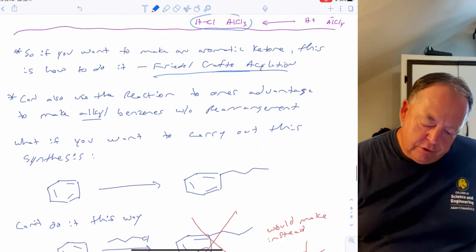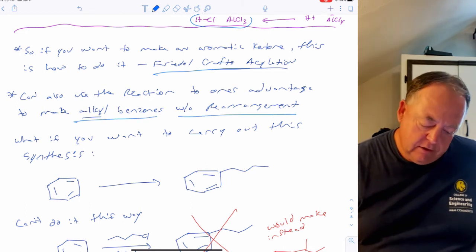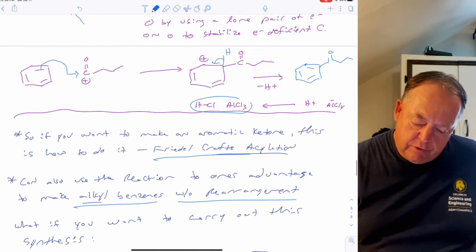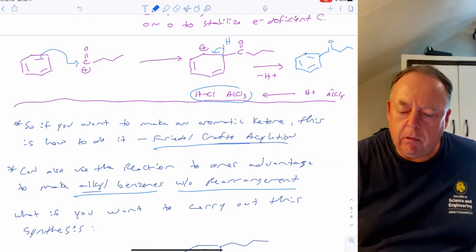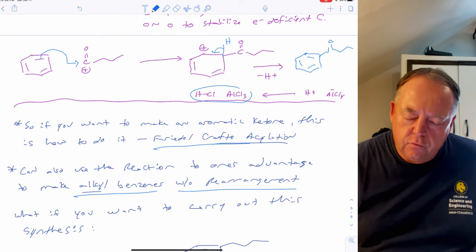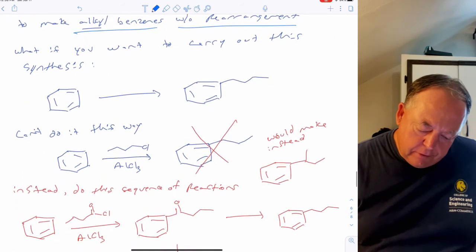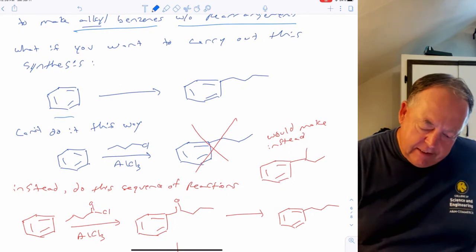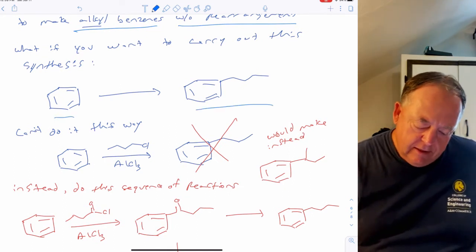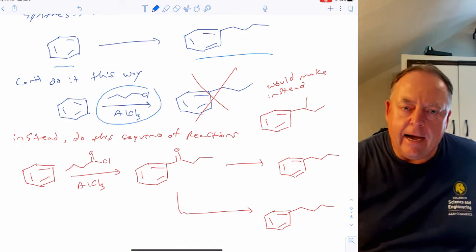Now, you could use this to your advantage if you wanted to make an alkyl benzene without rearrangement, because all you would need to do then is reduce the C double bond O, and you've got the alkyl group on the benzene ring without rearranging the carbon structure. So for example, if you wanted to take benzene and make butylbenzene, well, you could not do this. You could not do a Friedel-Crafts alkylation.